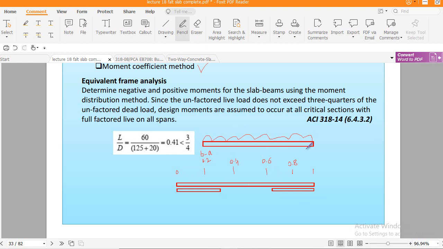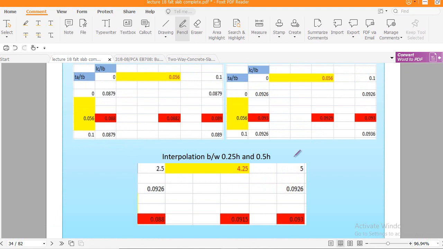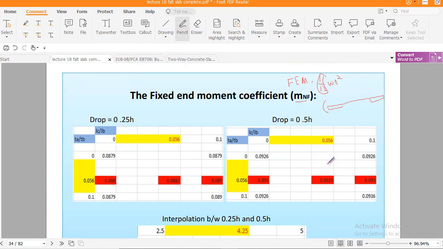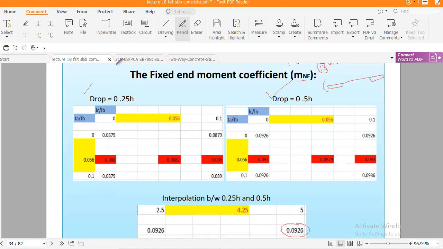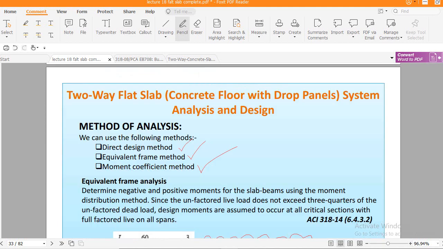If we consider just the slab, it is prismatic, and in that case you can easily calculate the value of the fixed end moment coefficient, which is 0.0926, from those tables. And remember, you have to interpolate the values between these two tables. One is 0.5h and one is 0.25h. Okay, from where did I get these values? These values are simple. Let me show you these values, right?